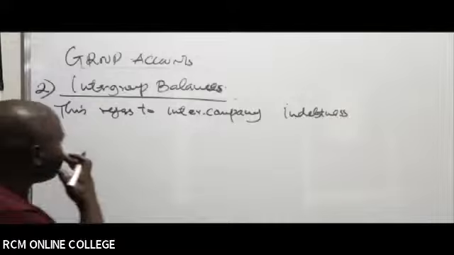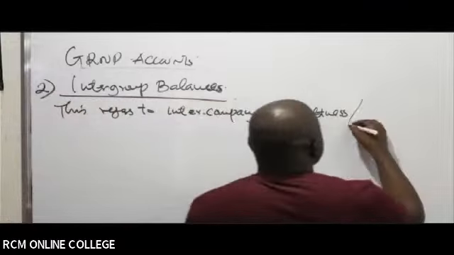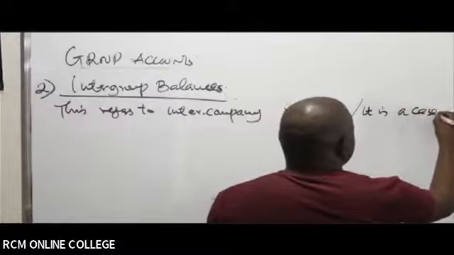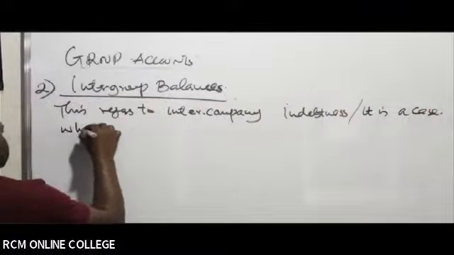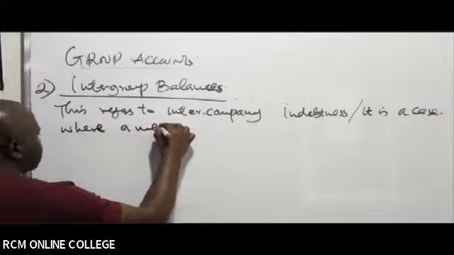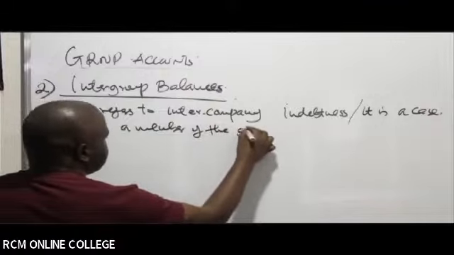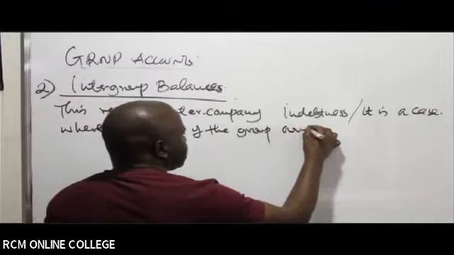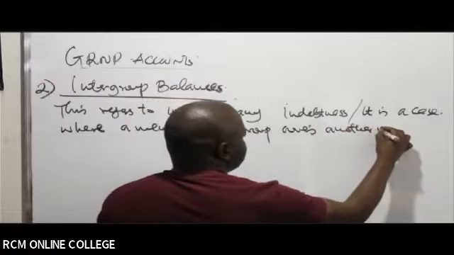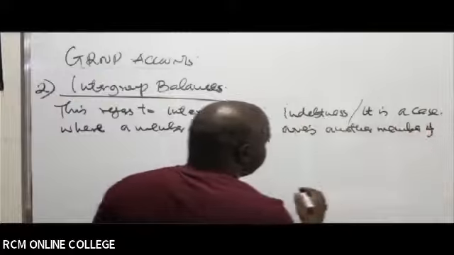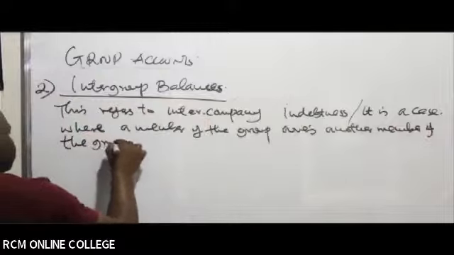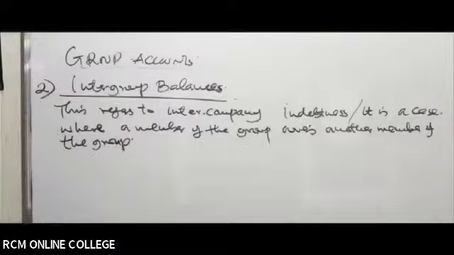You might be wondering what is indebtedness. It is a case where a member of the group owes another member of the group. If this happens, you have to eliminate the indebtedness. So the intergroup balances will be eliminated as follows.